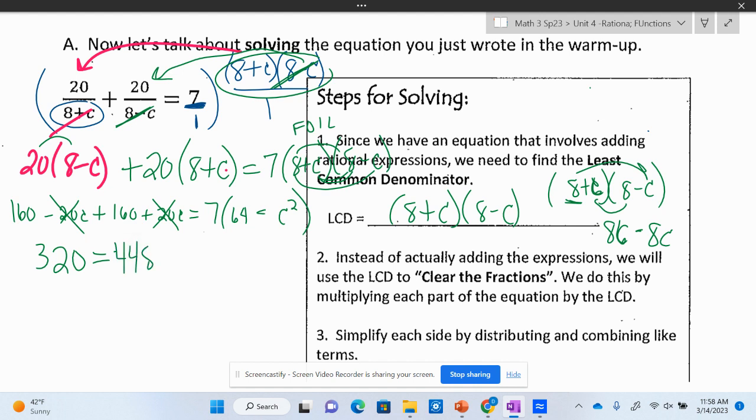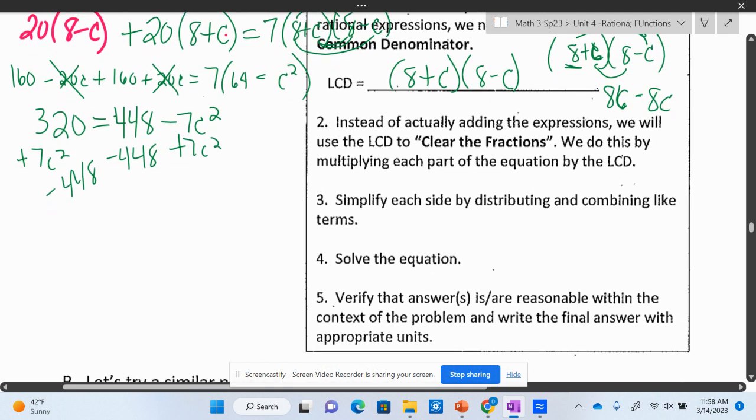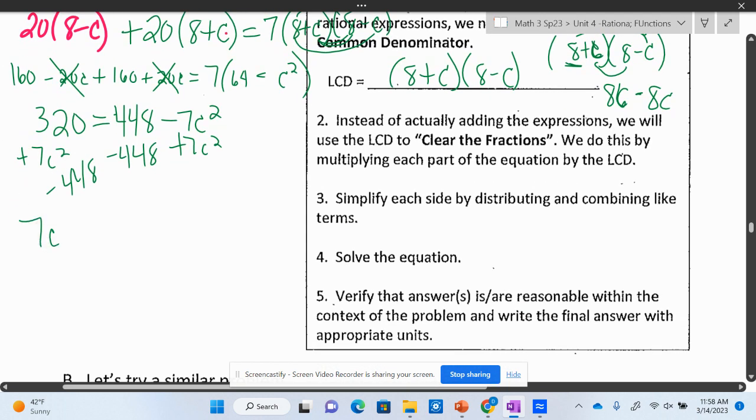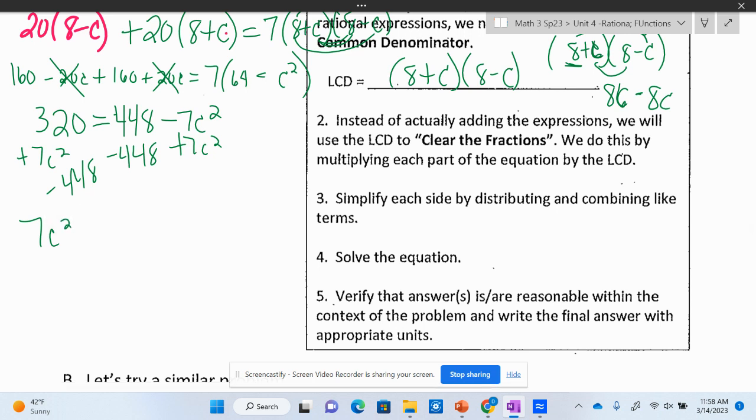448 minus 7c squared. How are we going to solve that? Make it equal to 0. So I'm going to add 7c squared to both sides, and I'm also going to subtract 448 from both sides. So when I do that, I get this nice positive 7c squared. What is 320 minus 448? Minus 128 equals 0. Is that right? Okay.